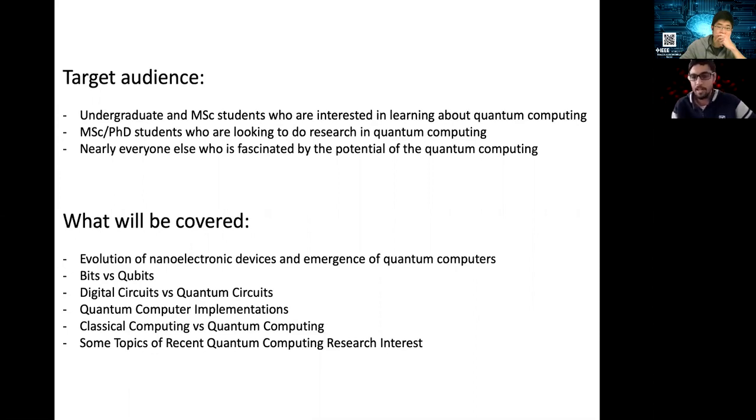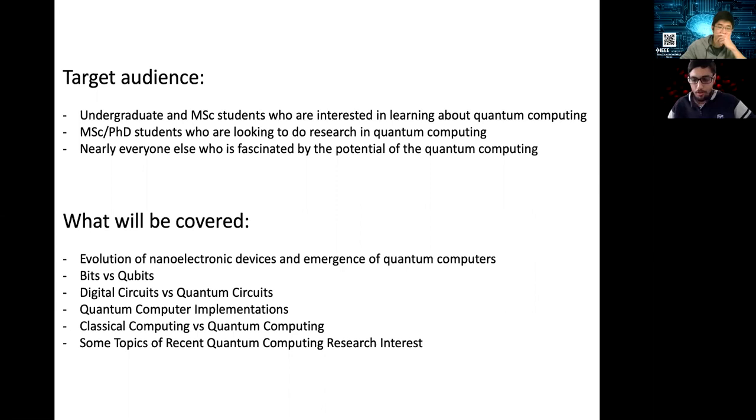So what I'm going to cover is, I'm going to first talk about evolution of nanoelectronic devices in the last few decades and how we reached quantum computers. Then I'm going to talk about bits versus qubits, because we all know bits are in your normal computers and quantum computers will be made from qubits. So I'm going to make a distinction between those two. I'm also going to talk about digital circuits versus quantum circuits. How can you build quantum computers? And then I'm going to a little bit talk about classical computing versus quantum computing. And finally, some topics of recent quantum computing research.